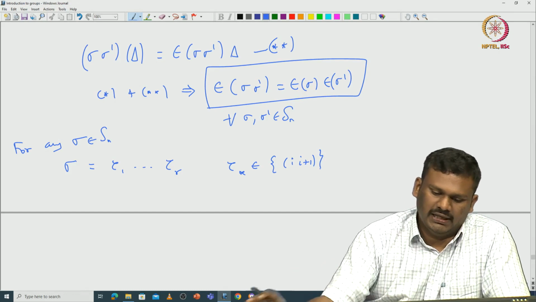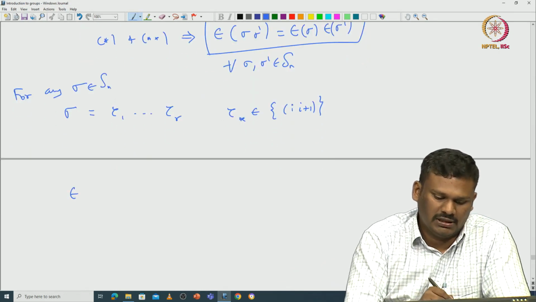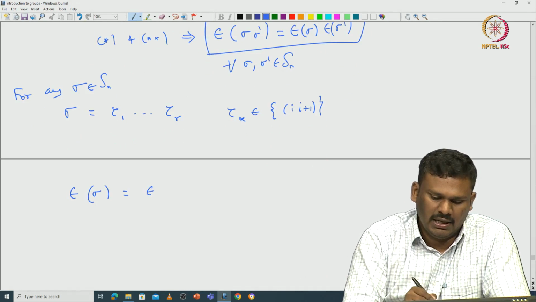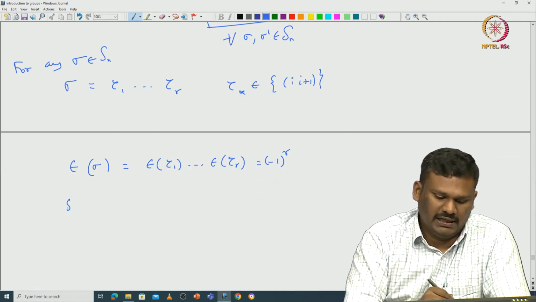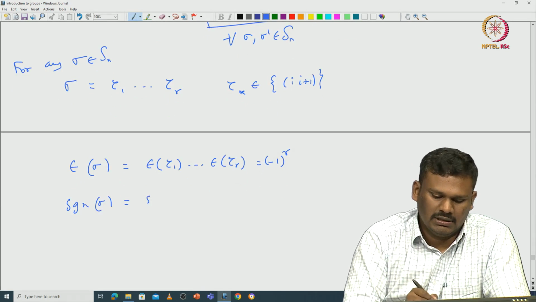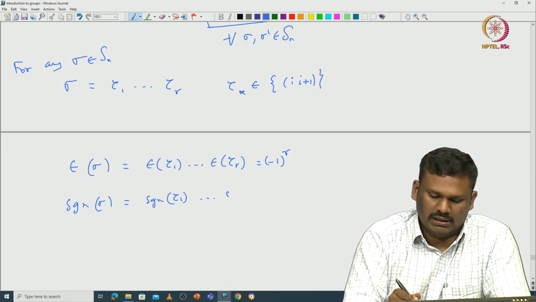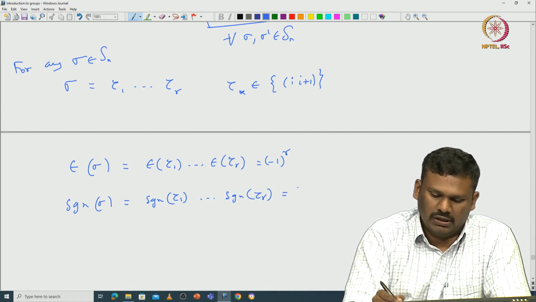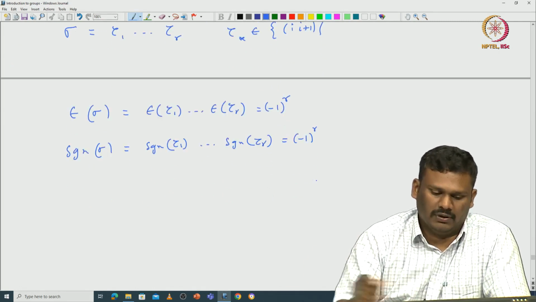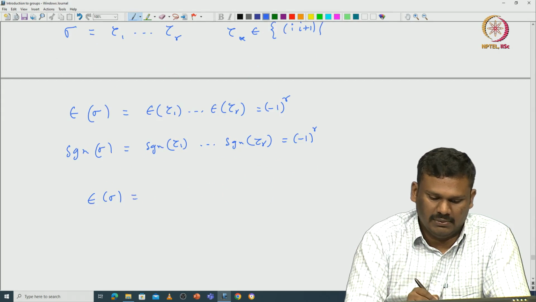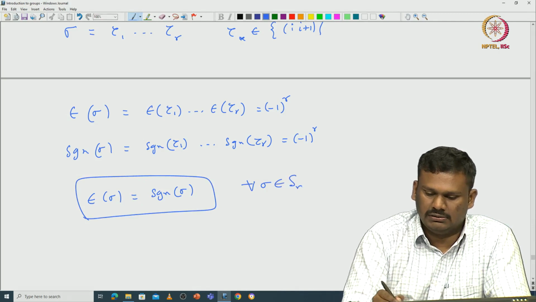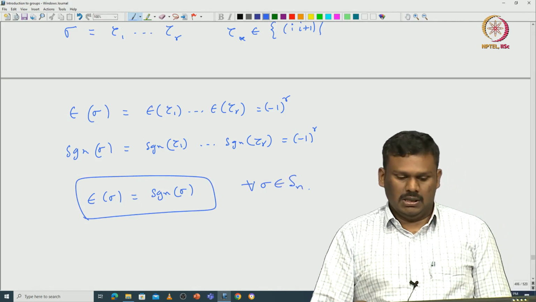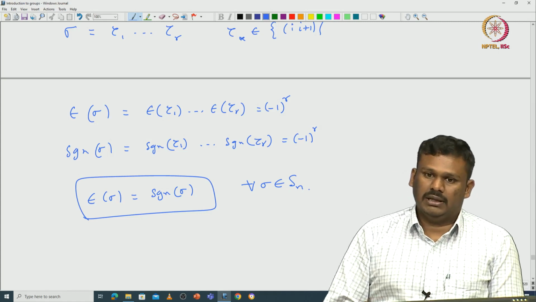Okay. So, then by looking at this epsilon of sigma, you can see that this is going to be exactly epsilon tau 1 etc. epsilon tau r, which is going to be (-1)^r. But if you apply the sign map, sign of sigma is going to be again sign of tau 1 etc. sign of tau r. So, that is again going to be (-1)^r. So, from this you can see that epsilon of sigma is the same as sign of sigma for all sigma in Sn. So, that means indeed the two definitions of the sign map coincide.